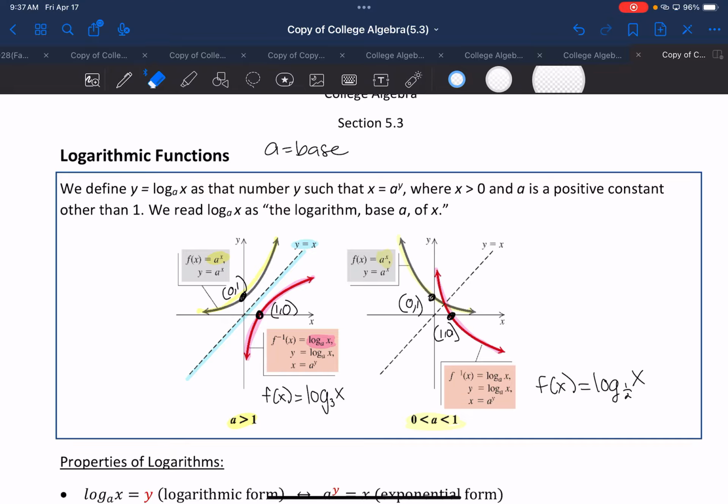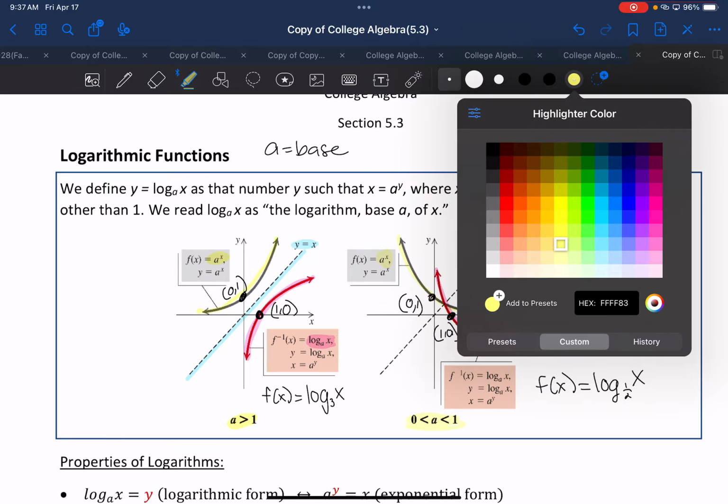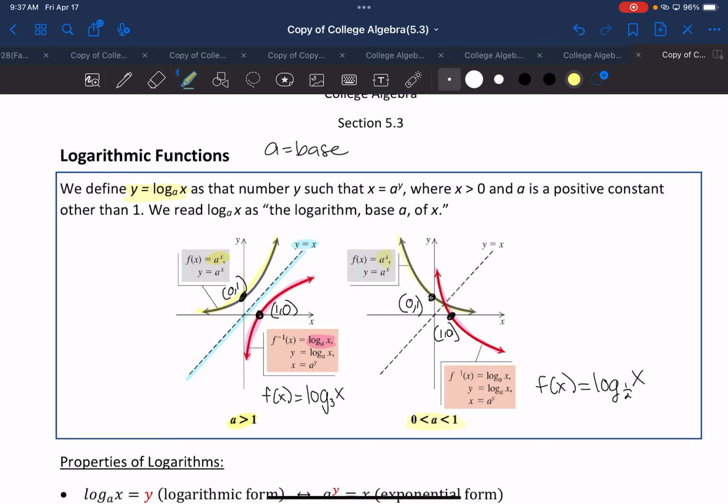So this says that we define y equals log base a of x, which is how I read that, log base a of x, as the number y such that x is equal to that base a raised to the exponent of y. So when it's in this form over here, that y is the exponent that I need to raise the base a to in order to get the x, which is in the function.